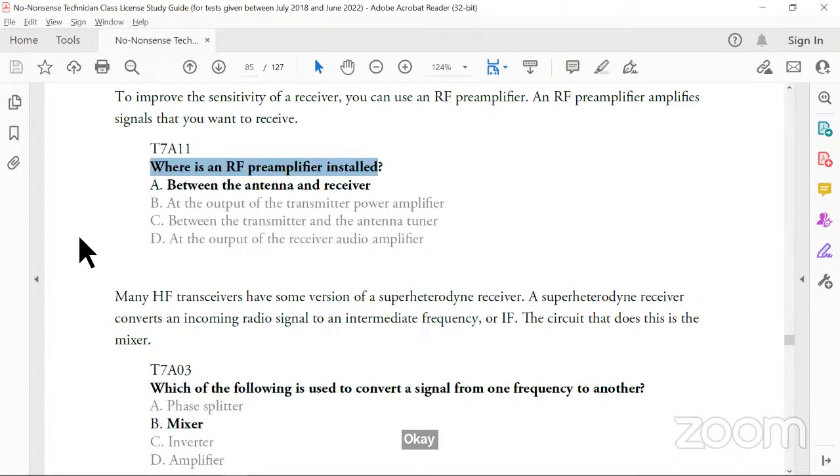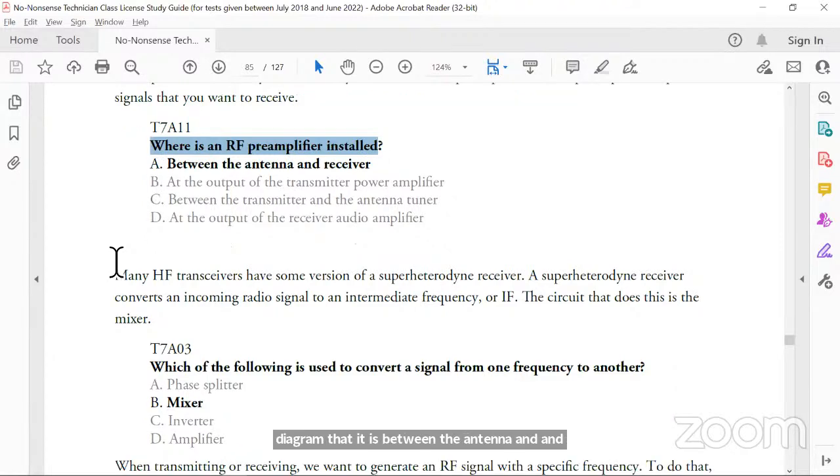Where is an RF preamplifier installed? We showed a diagram that it is between the antenna and the receiver. Where else can it be? Okay.